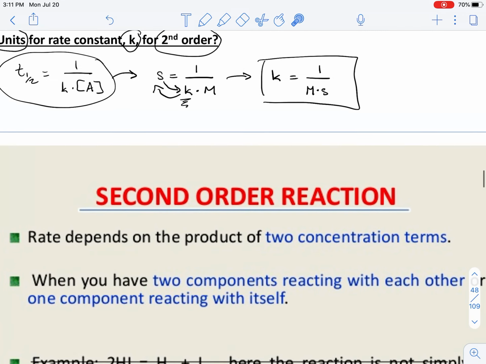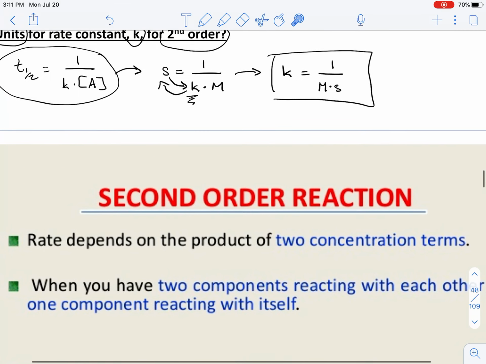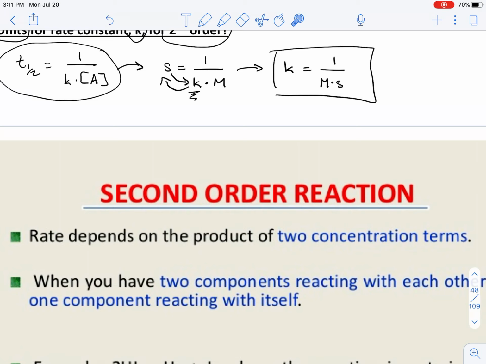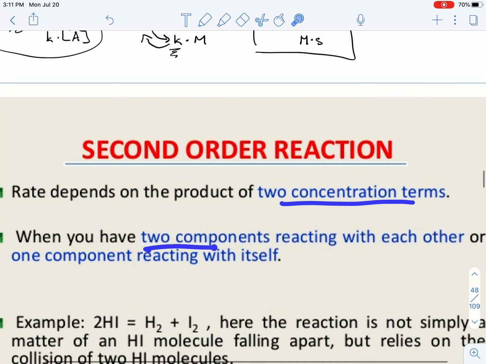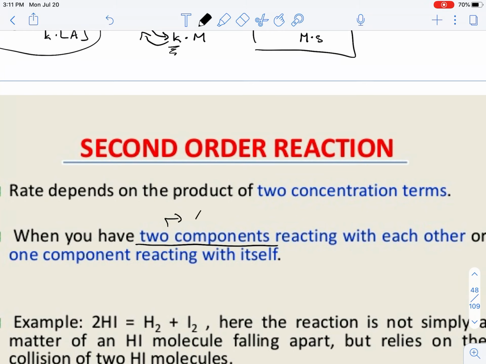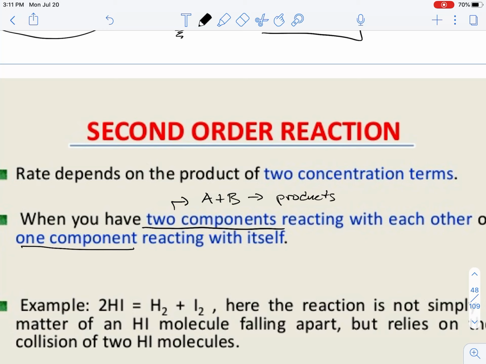All right, and so there's a lot of examples for second order reactions, and typically the rate is dependent upon two concentration terms. Those concentration terms can either be two components reacting with each other, in other words, A plus B to produce products, or one component reacting with itself, in other words, A decomposing to products.